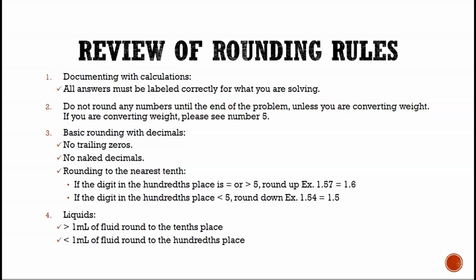Now, if the digit in the hundredths place is less than 5, we need to round down. Here's an example. If we have 1.54, pay attention to the 4. It's less than 5. Therefore, we round down to 1.5. When it comes to liquids, if it's greater than 1 ml of fluid, we need to round it to the tenths place. If it's less than 1 ml of fluid, then we need to round it to the hundredths place.